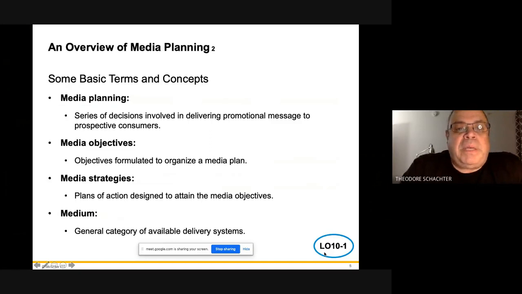The term medium, what general category of available delivery systems means, very simply put, is the category of media. So, for example, you have TV. Okay, remember, it's a traditional chapter. So, TV is the medium, but there are many channels on the cable box, History Channel. And so, the History Channel is not a medium, it's a vehicle.